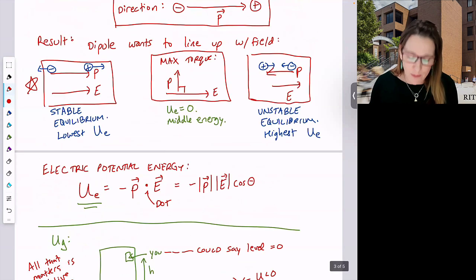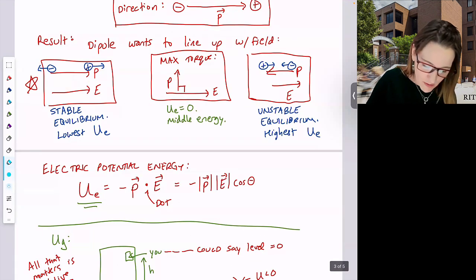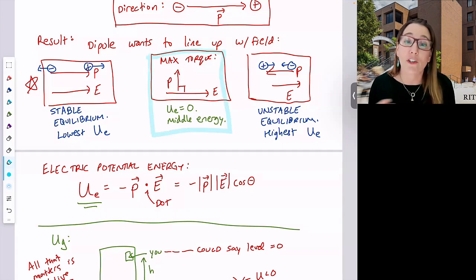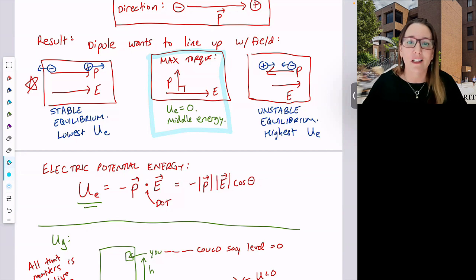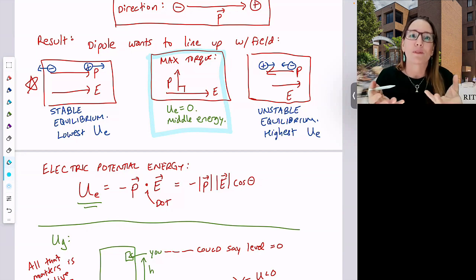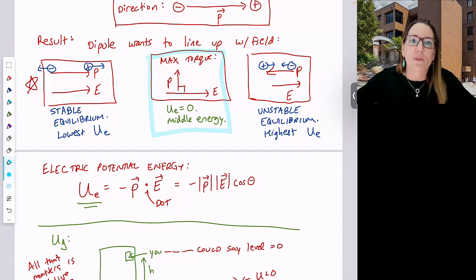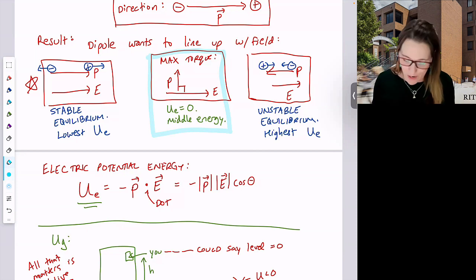So back to our dipole here, the state of maximum torque when they're perpendicular, the dot product for our energy equation tells us that that's a zero energy state, but it's not as far away from where it wants to be as it could be. It's not like I've lifted the box all the way up into the air. I've only moved it a little bit away from where it wants to go.